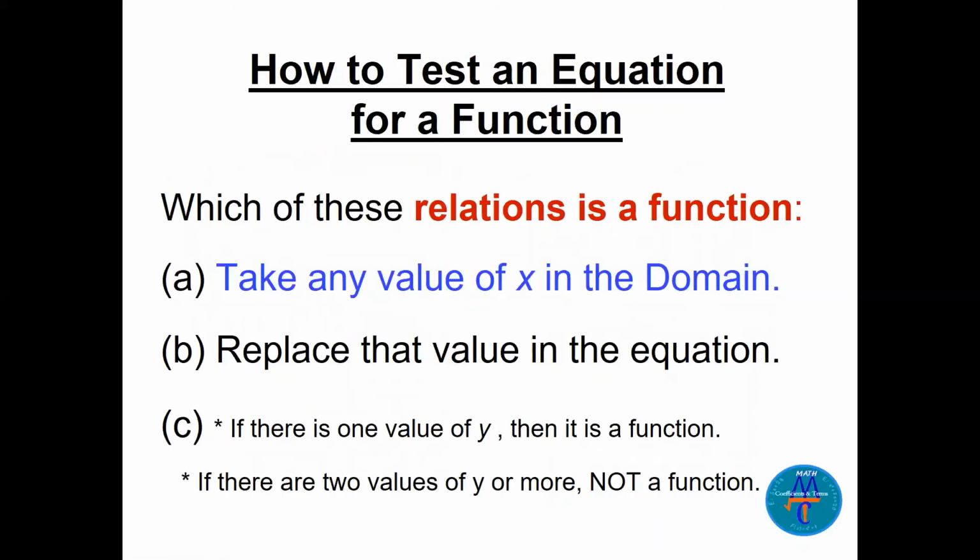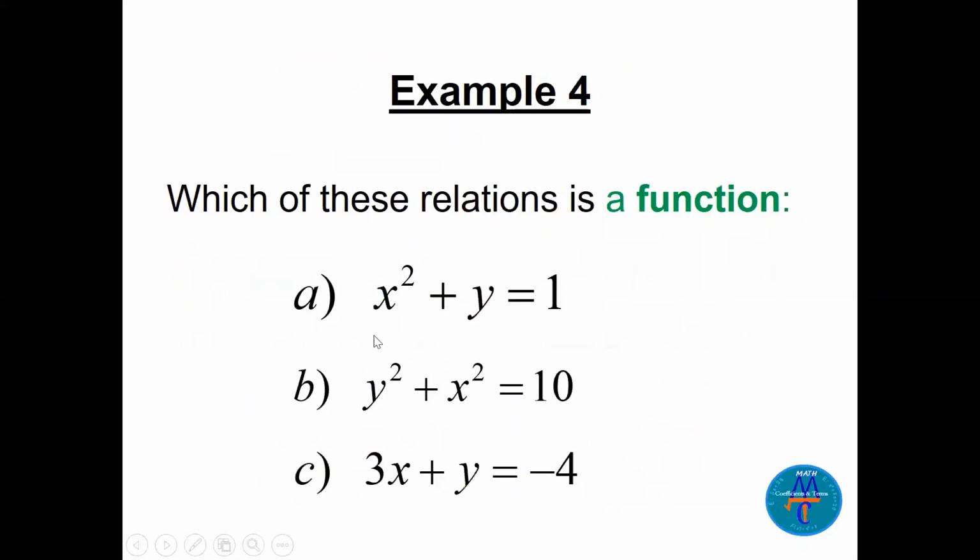How to test an equation? Suppose we don't have the graph, we have only the equation. So easy. Take any value for x in the domain, replace that value in the equation. Check if you have one image for y or more than one. See, like this one, we have three examples here, A, B, C, in example 4, 3 parts. x squared plus y is equal to 1, y squared plus x squared is equal to 10, 3x plus y is equal to minus 4.